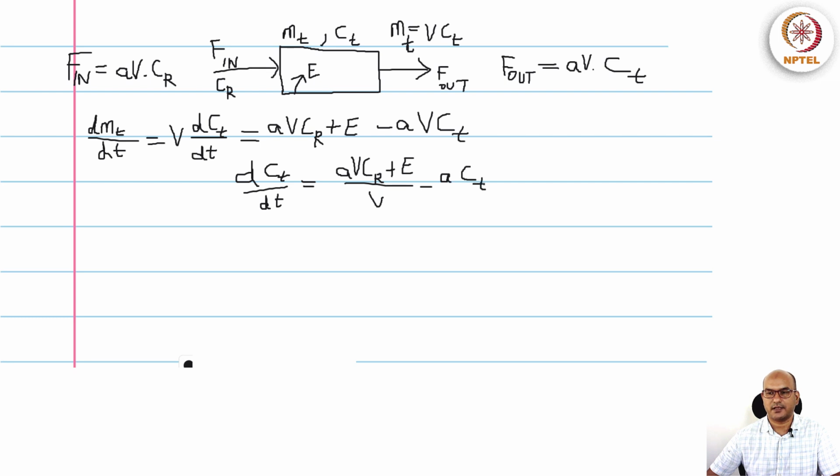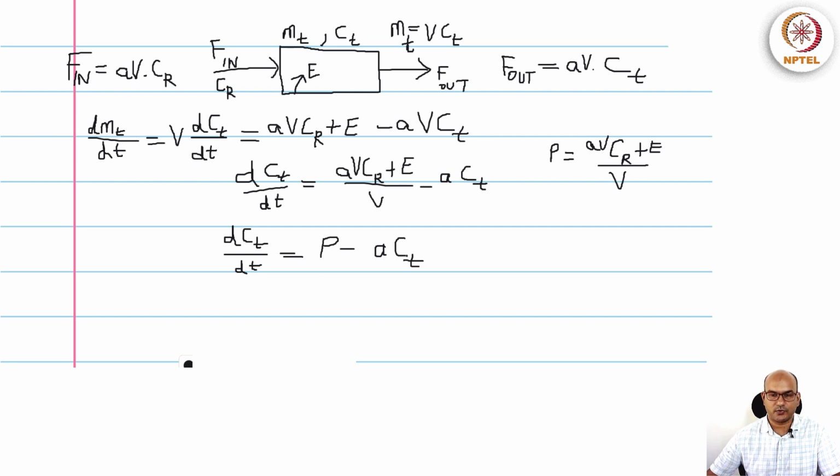A Ct. Now I'm going to give this term some nomenclature. So right now I'm going to say, let P be equal to (A V Cr plus E) by V. So now the dC by dt equation comes as dC by dt equal to P minus A Ct.